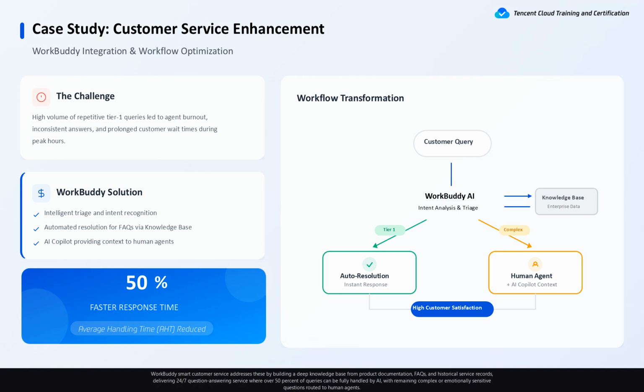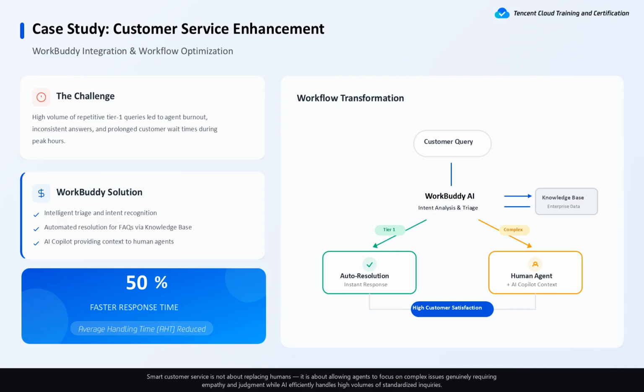and historical service records, delivering 24/7 question answering service, where over 50% of queries can be fully handled by AI, with remaining complex or emotionally sensitive questions routed to human agents. Results show a 50% satisfaction improvement and a 35% CSAT uplift. Smart customer service is not about replacing humans.